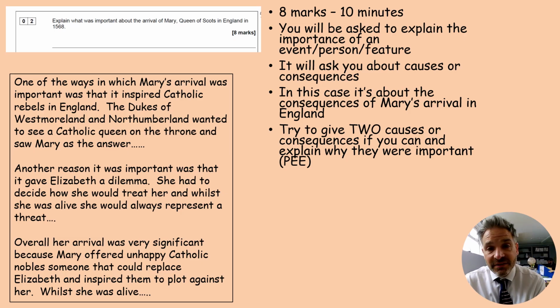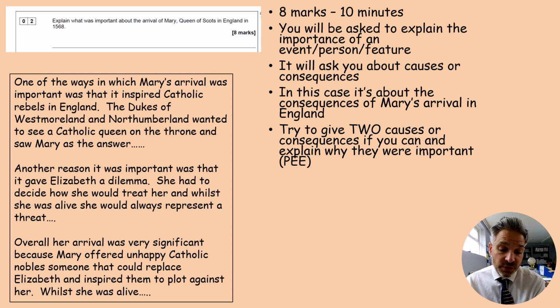Now, the process for this is you want to try to explain 2 significant causes or consequences using that point evidence explain model, which you know all about. Now, you can see my little model on the left there. It's worth pausing and having a look, because you can see how I've structured it. I haven't written the whole answer, but you can see that there's a 3-paragraph structure there, isn't there?